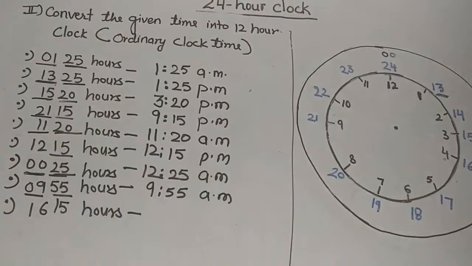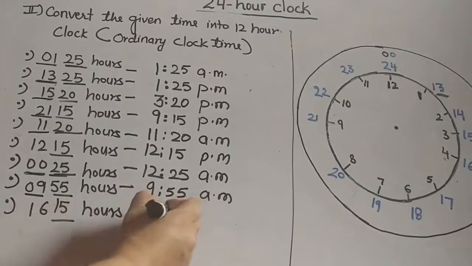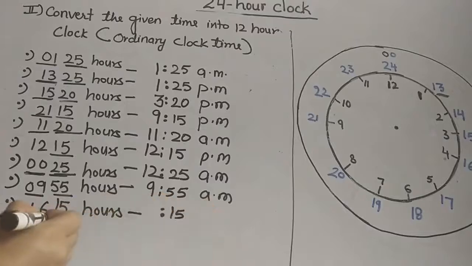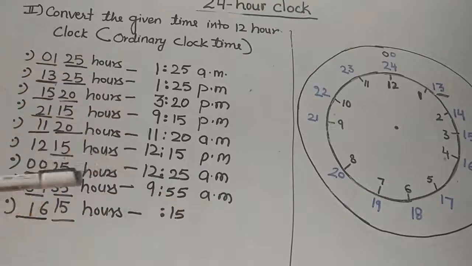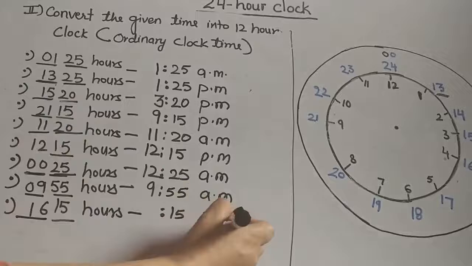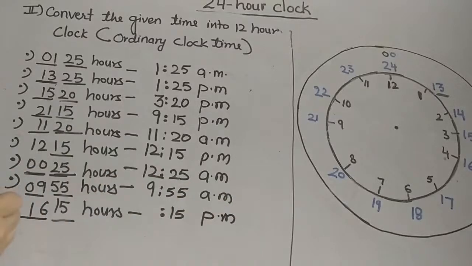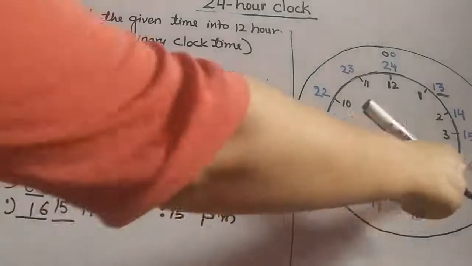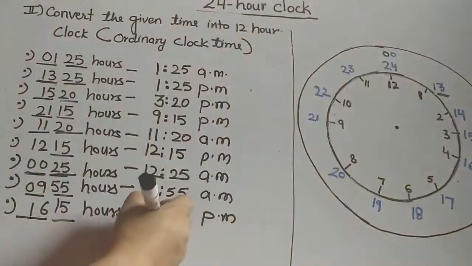Last question, 15 minutes after the colon. 16 is greater than 12, so write PM. Now 16 minus 12 is 4, or the value of 16 is 4. 4:15 PM.